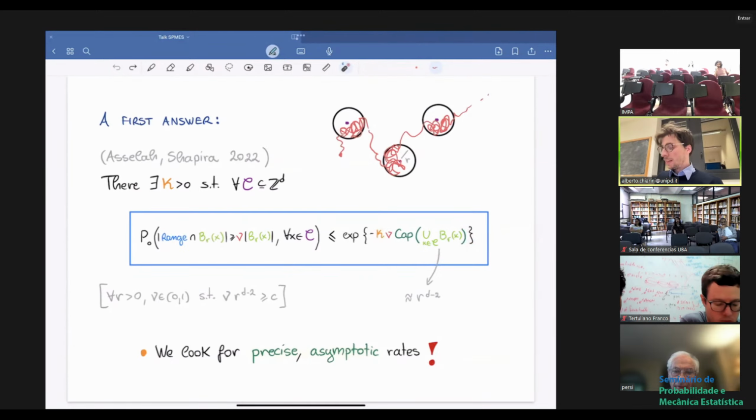Now, this result is nice because it's non-asymptotic, but what we are looking for today is to give a precise asymptotic rate for the probability. So we want to identify the exact constants in the large deviation regime.